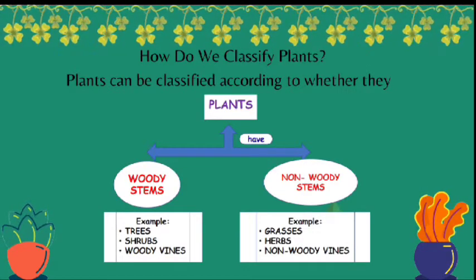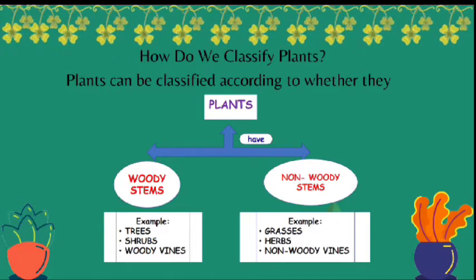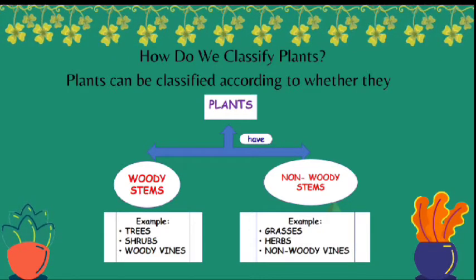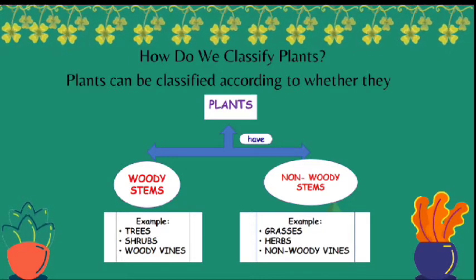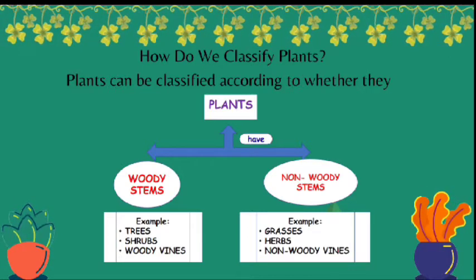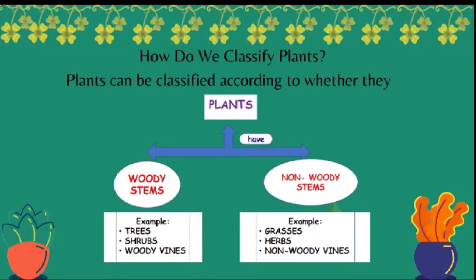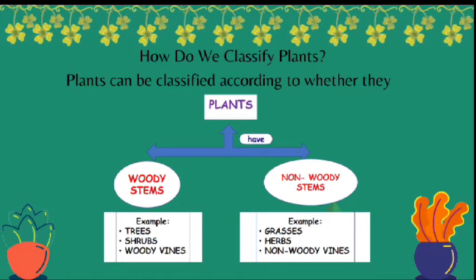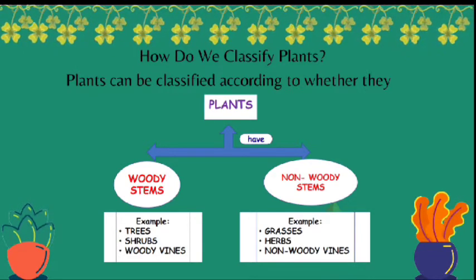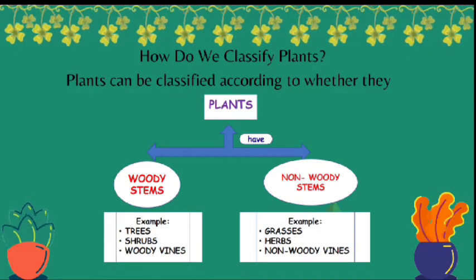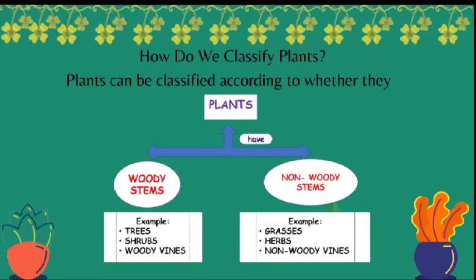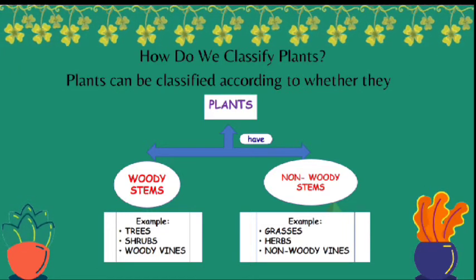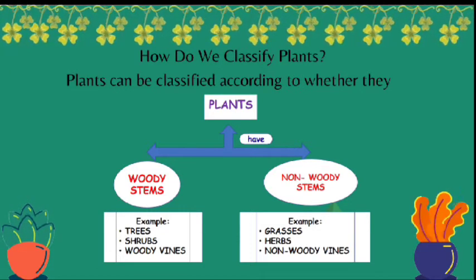How do we classify plants? Plants can be classified according to whether they have woody stems or non-woody stems. Plants that have woody stems, for example, are trees, shrubs, and woody vines. And plants that have non-woody stems, for example, are grasses, herbs, and non-woody vines.